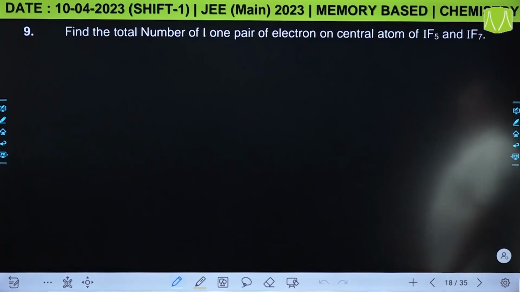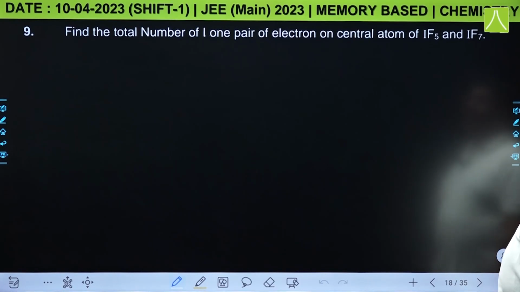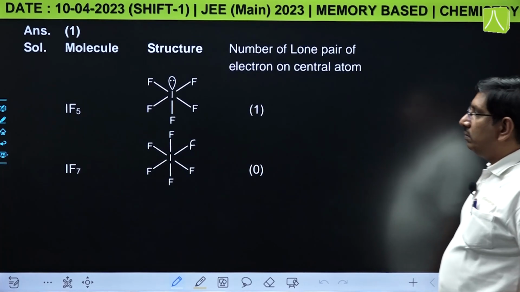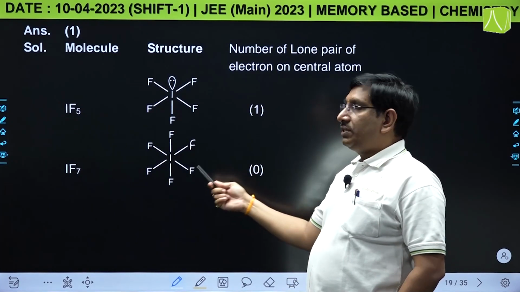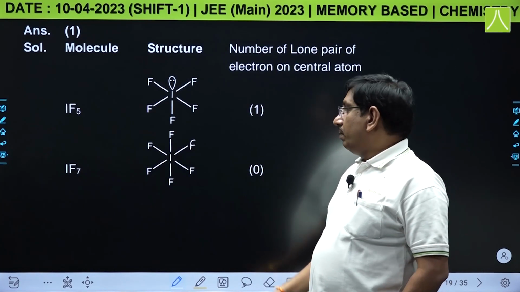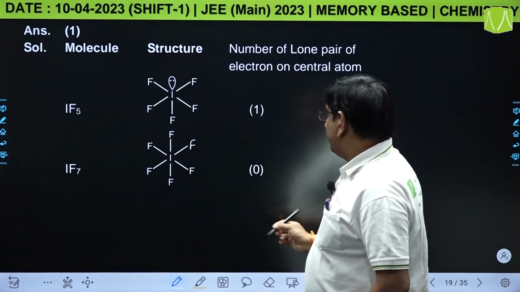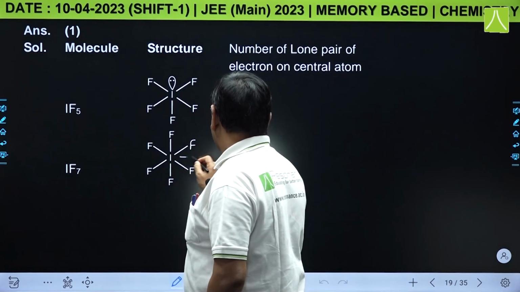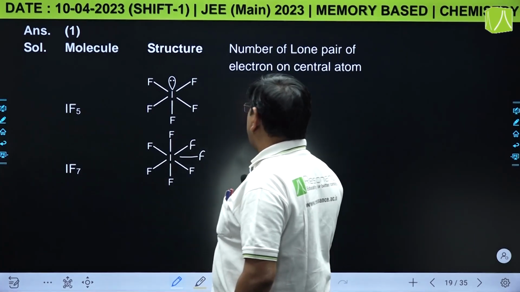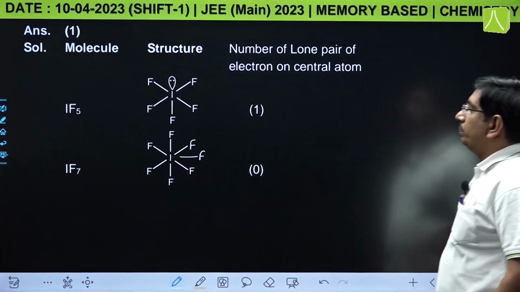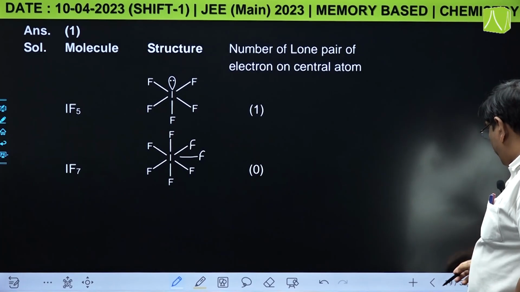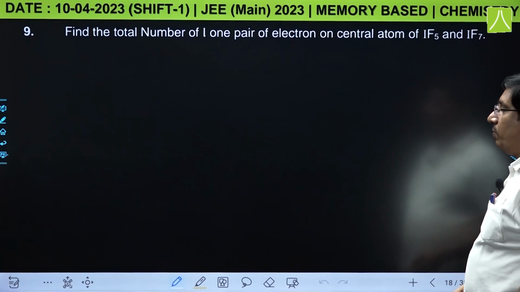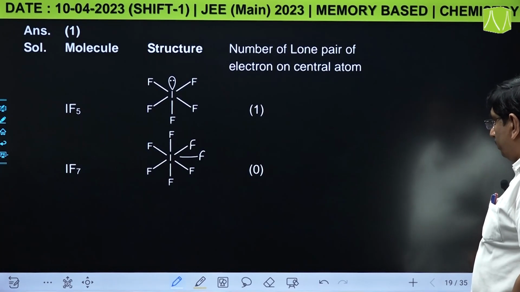Find the total number of lone pairs of electrons on the central atom of IF5 and IF7. IF5 has square pyramid shape with one lone pair, and IF7 has pentagonal bipyramidal shape and it has 0 lone pair. So, the total number of lone pairs is equal to 1 only.